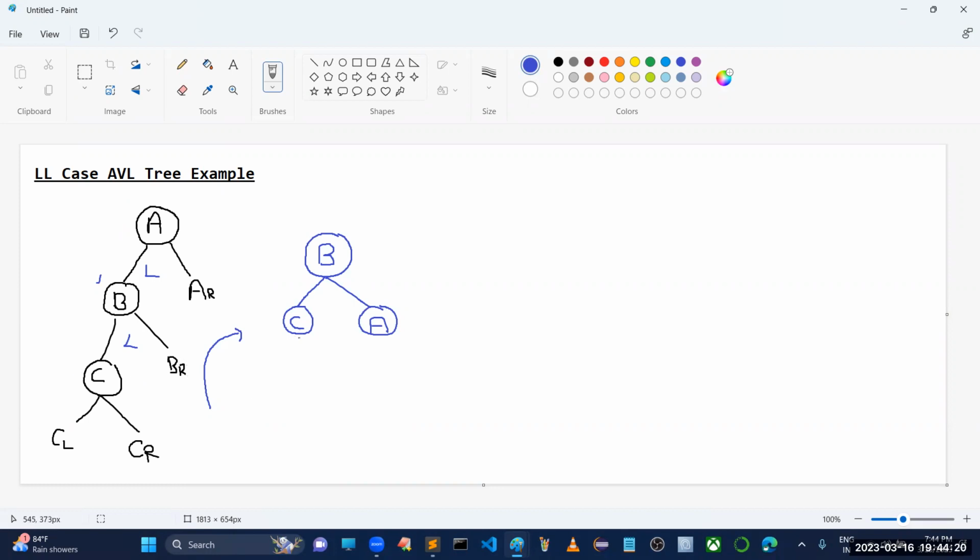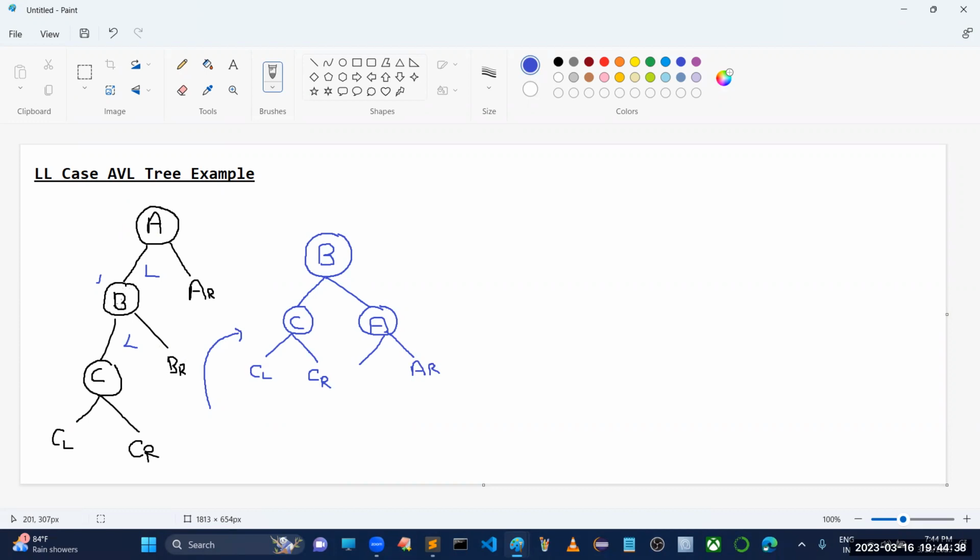Now for C, the left node is already there. It will be available as it is. The right node will be available as it is. But for A, the right node will be available as it is, since we have done this rotation.